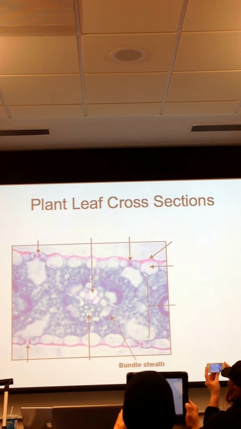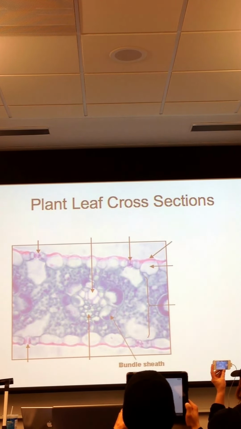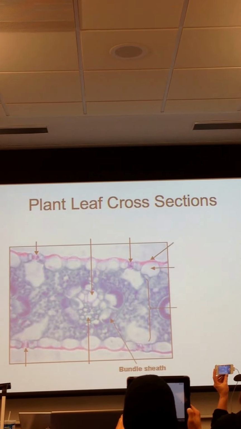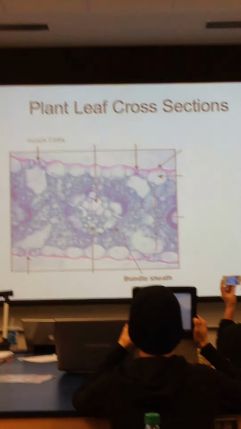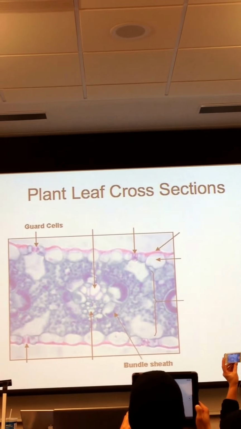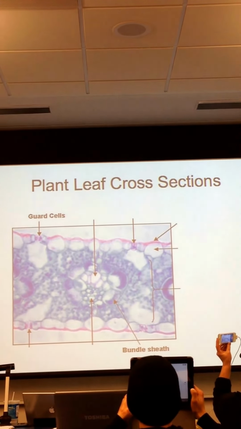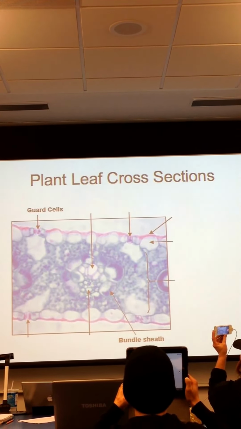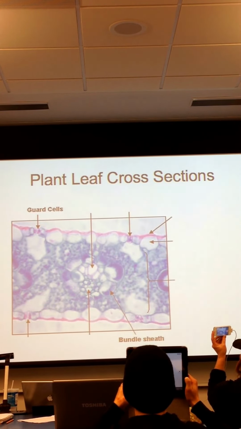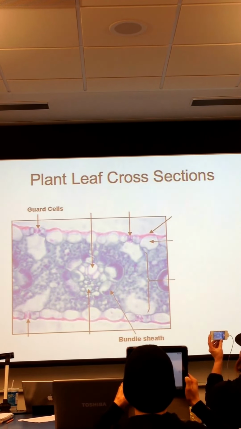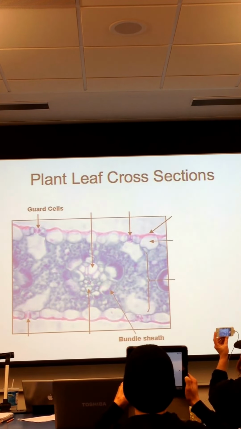No, it's something specific. It's a specific structure of the leaf. Cuticle? Not the cuticle. That's a good guess. We're getting there. Guard cells? The guard cells. And what do the guard cells do? Guard. Yes, they guard the what? They control the opening of the stoma. Good. Now, this one here is actually a vascular tissue.